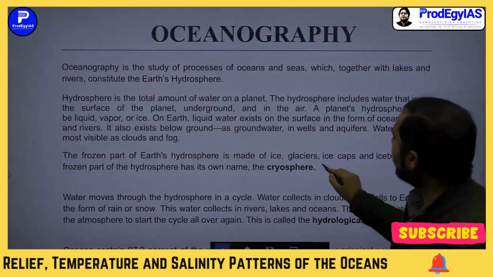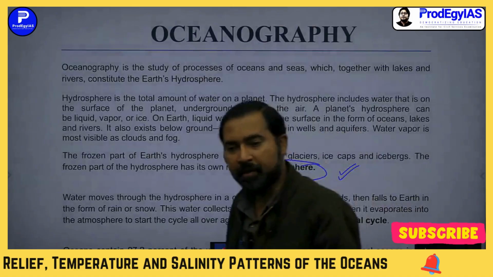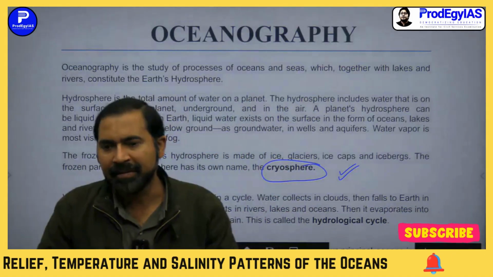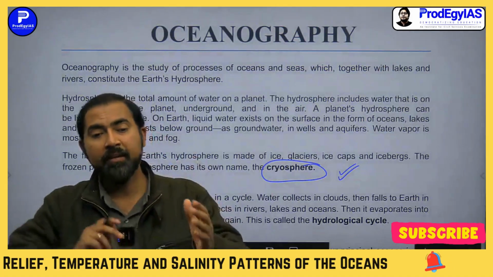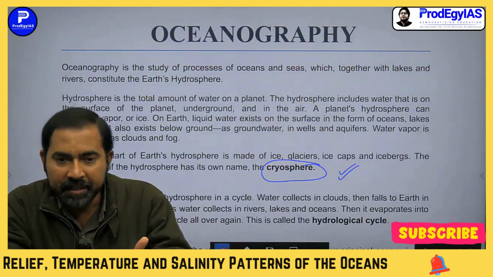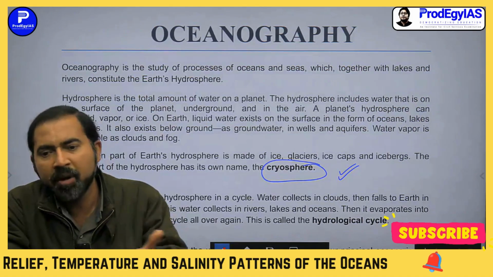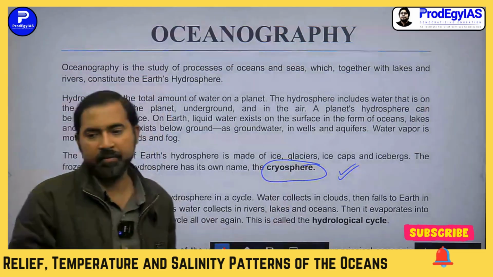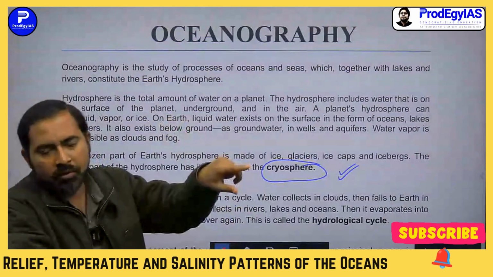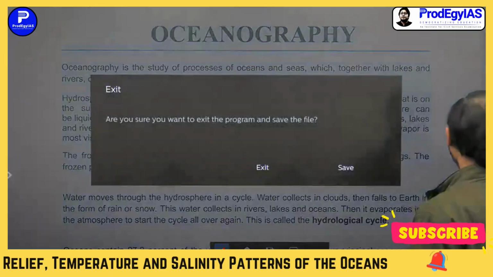few more terms like cryosphere. You know the hydrosphere. Hydrosphere is the meltwater part of the earth. But all the snow, all the ice caps, the ice sheets of Antarctica and Arctic, and all the icebergs, they are part of the cryosphere. So along with the hydrosphere, there is also a cryosphere, and they are all part of the hydrological cycle.